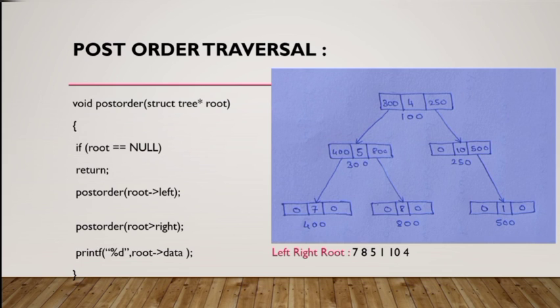After that 0 is passed as an input to the function. If 0 equal to 0, yes, it returns to 250. Now root of data, 250's data, 10, is printed. After that 0 is passed as input to the function. If 0 equal to 0, return. Now 100 is returned, and the root of data, 100's data, 4, is printed, and the final post order traversal for the binary tree is 7, 8, 5, 1, 10 and 4.